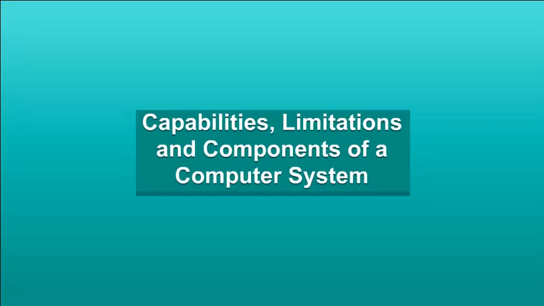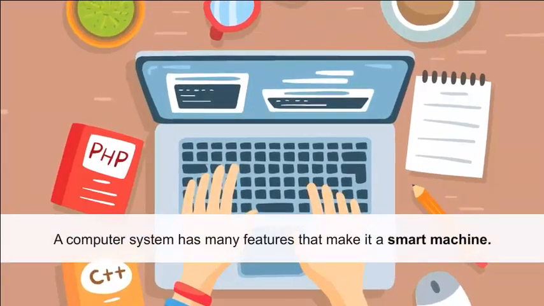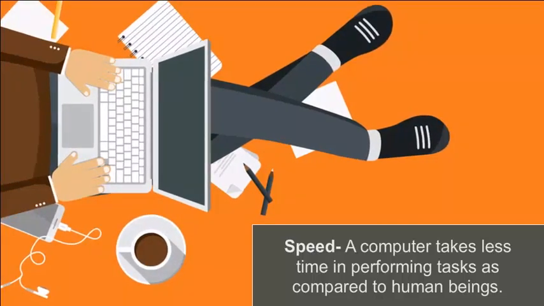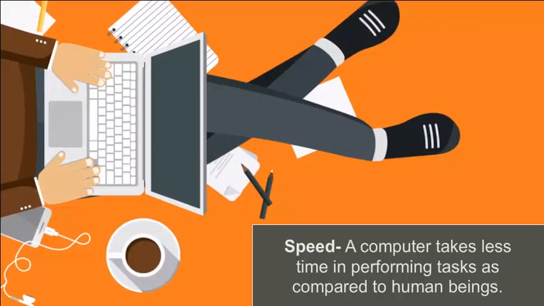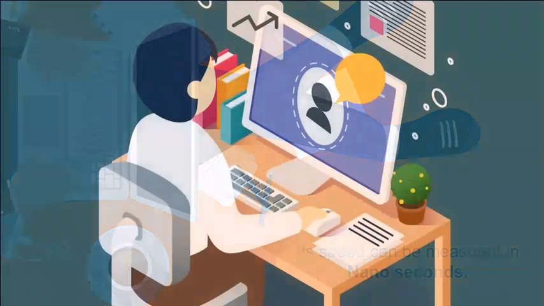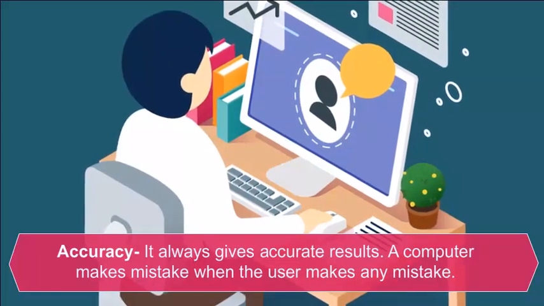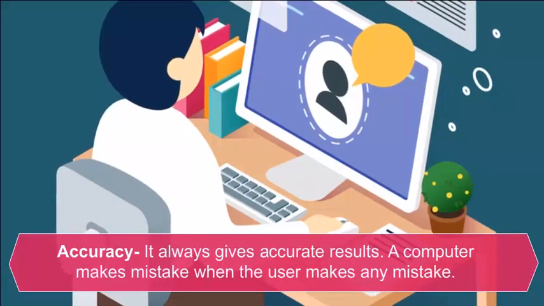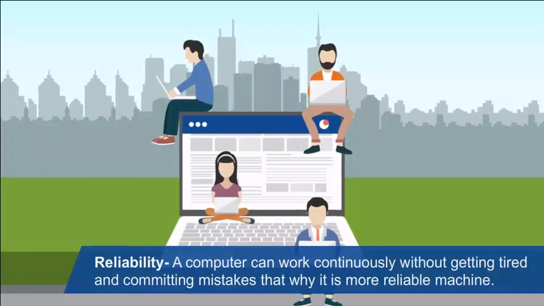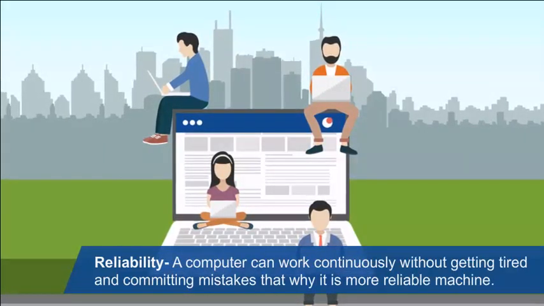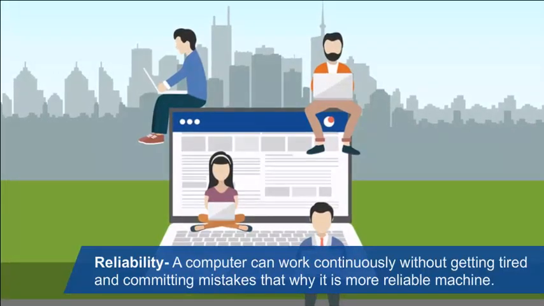Capabilities, limitations, and components of a computer system. A computer system has many features that make it a smart machine. Speed. A computer takes less time in performing tasks as compared to human beings. Its speed can be measured in nanoseconds. Accuracy. It always gives accurate results. A computer makes mistakes when the user makes any mistake. Reliability. A computer can work continuously without getting tired and committing mistakes. That's why it is a more reliable machine.